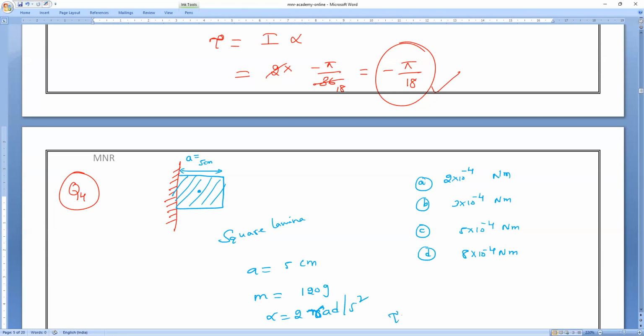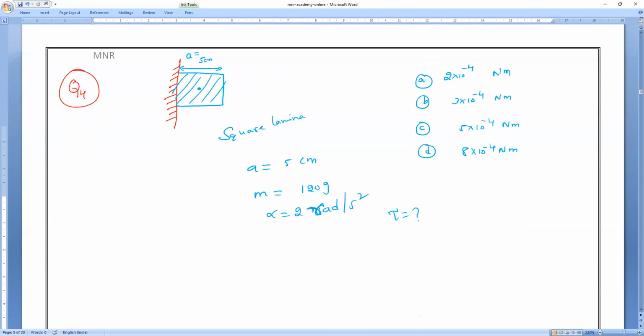Radian per second square, and calculate that out. So be very careful. It is in centimeter. So what is your primary duty? Convert into what? Meters. So 5 by 100 meters. And this is in grams, so convert into kilograms. 120 by 1000 kg. So cancel, which will get 12 by 100 kg. Any doubt you can ask.